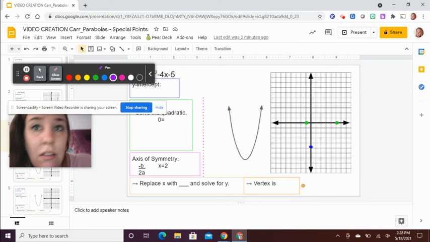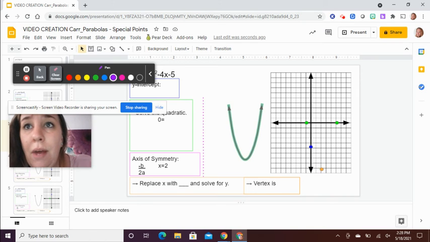which means 2, negative 9, 1, 2, 3, 4. It's right there. So my parabola is right there.